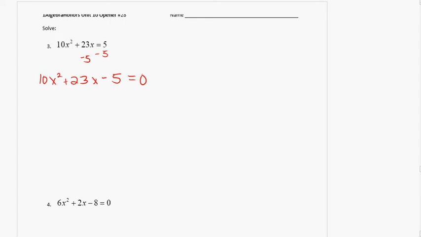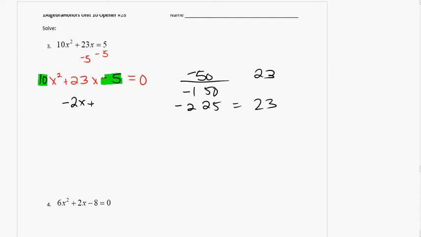Okay, so two numbers that multiply to negative 50 that also add to 23. So negative 1 and 50, negative 2 and 25, and that's my 1. So I'm going to split my 23 into negative 2x plus 25x and keep the rest and figure out my grouping.